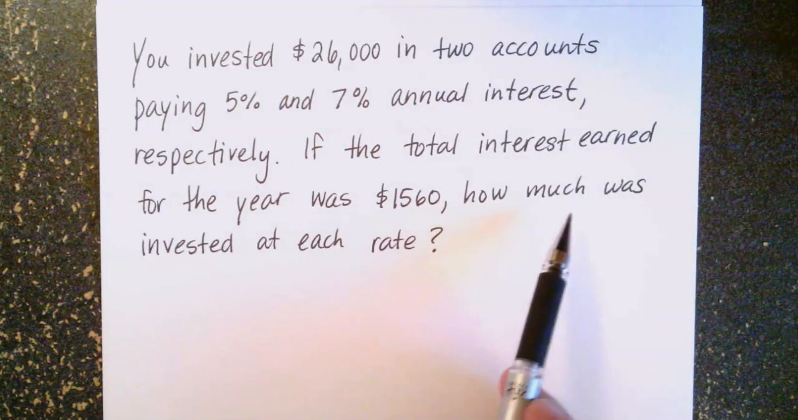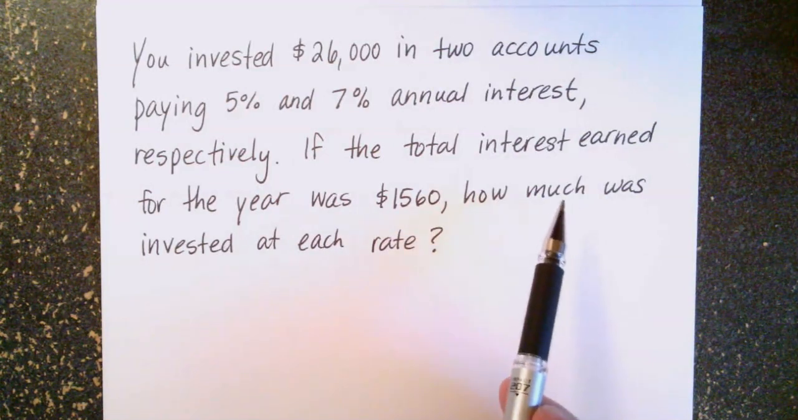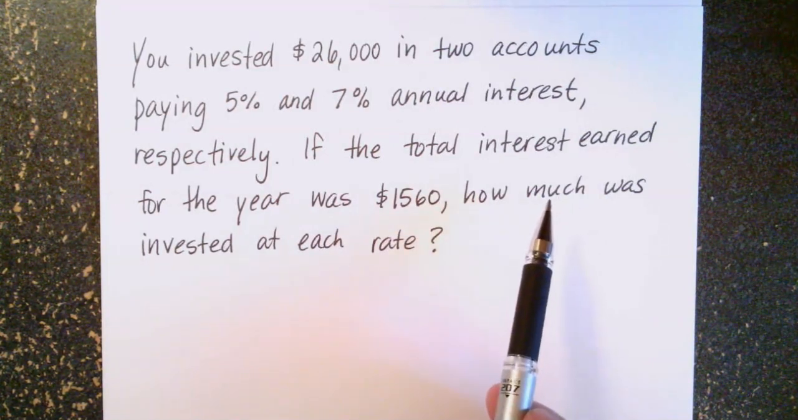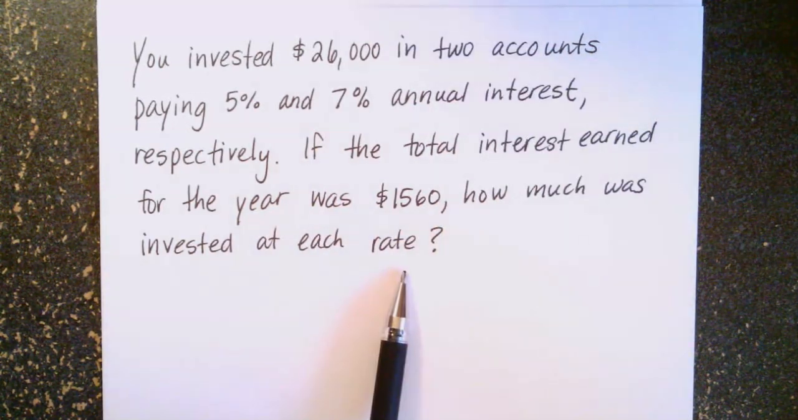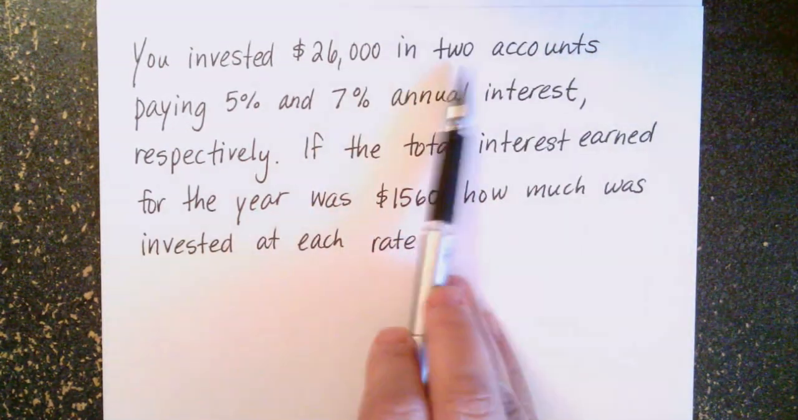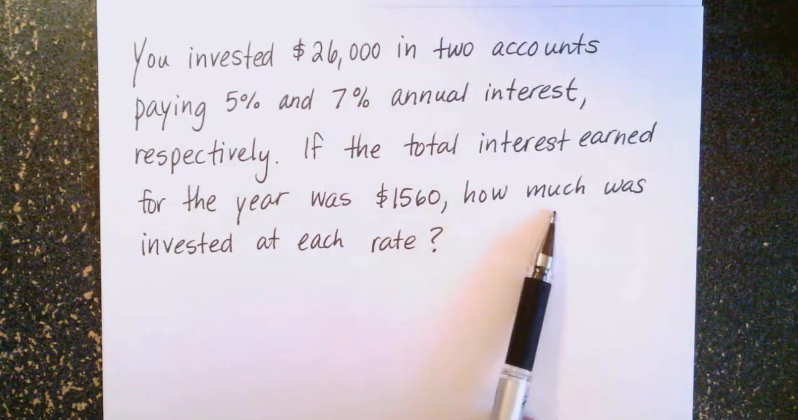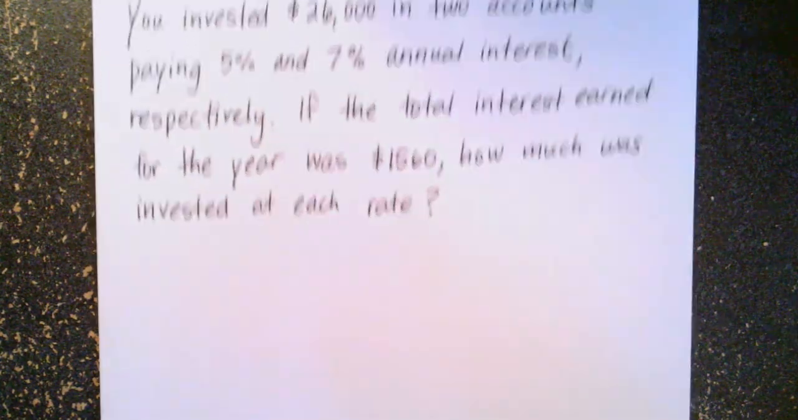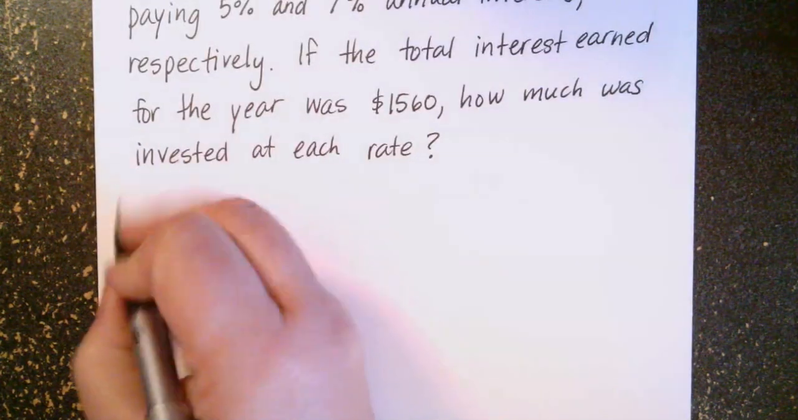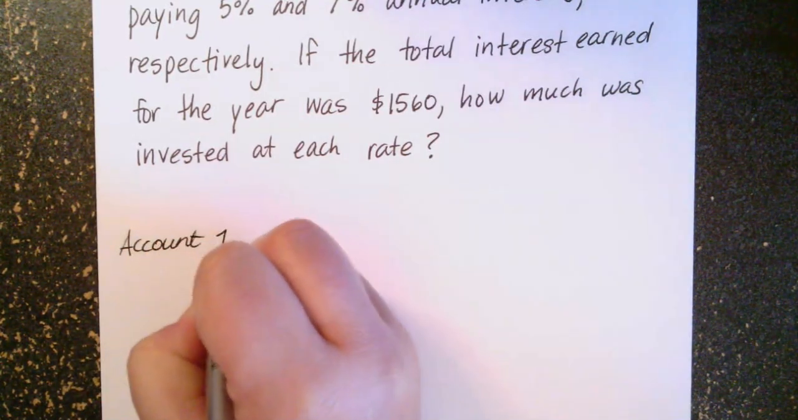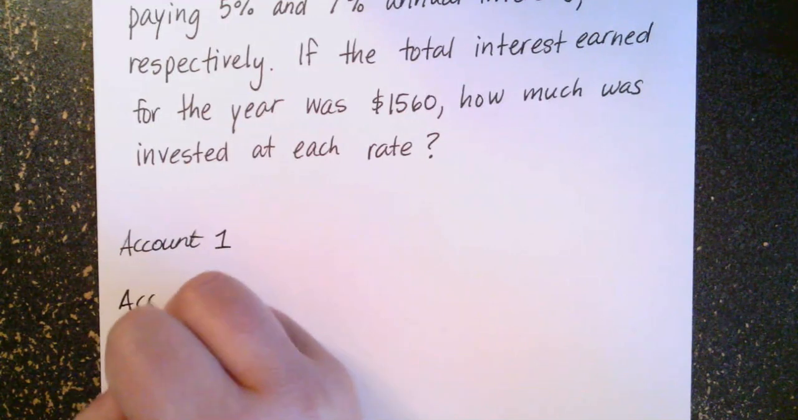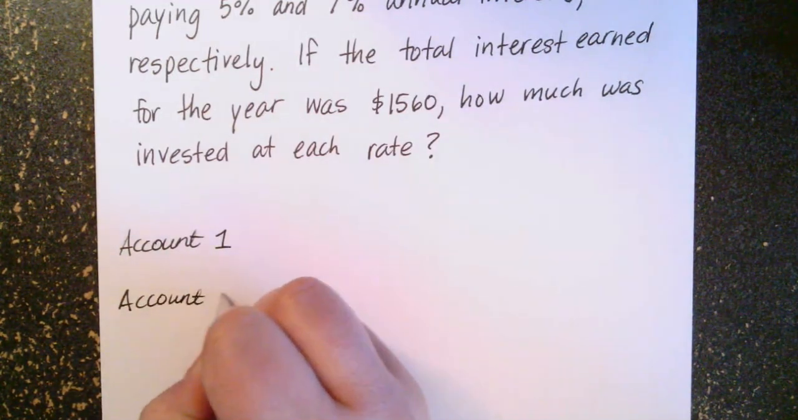The very last part is where my eyes are drawn in pretty much any word problem, because that tells me what I'm trying to find. There are two different accounts here, and I want to know how much was put in each account. So those are my two variables. Let me call them account 1 and account 2. I need to know how much I put in each one of these accounts.